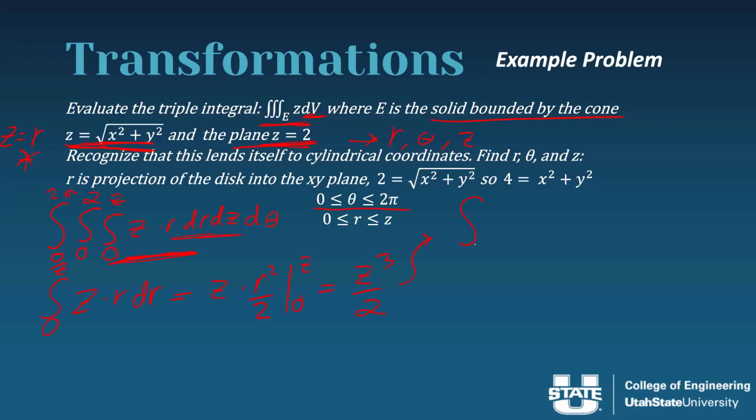So now we're going to have the integral from 0 to 2 of z cubed over 2 dz. That is going to turn into z to the 4th over 8, evaluated from 0 to 2, which is just going to equal 16 over 8, which is going to equal 2. So we knocked out 2 of our integrals. Now we just have 1 more. So the integral 0 to 2 pi of 2 d theta, which is just going to equal 2 theta evaluated from 0 to 2 pi, which is going to equal 4 pi. And there you go.